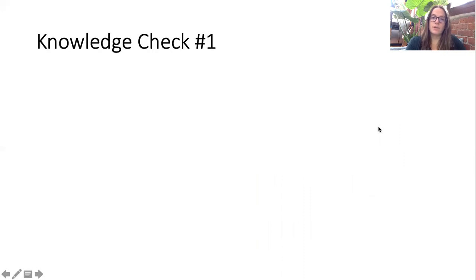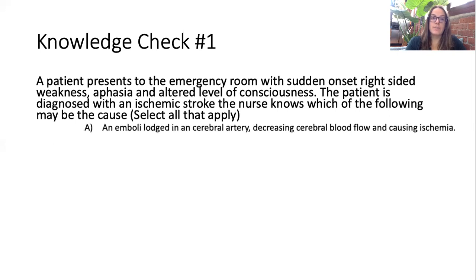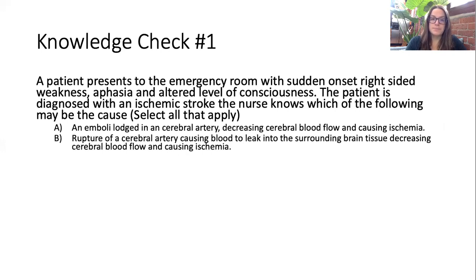Knowledge check number 1. A patient presents to the emergency room with sudden onset right-sided weakness, aphasia, and altered level of consciousness. The patient is diagnosed with an ischemic stroke. The nurse knows which of the following may be the cause. Select all that apply. An emboli lodged in a cerebral artery, decreasing cerebral blood flow and causing ischemia.